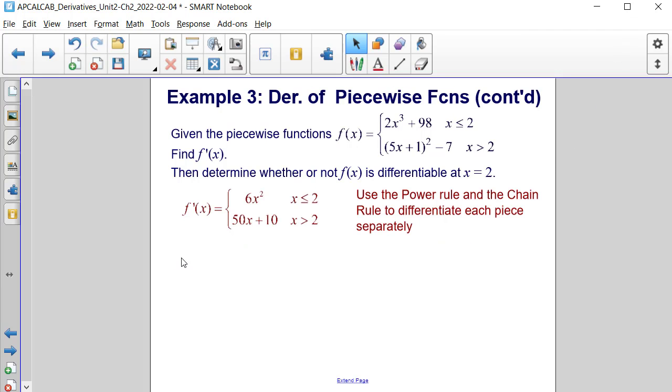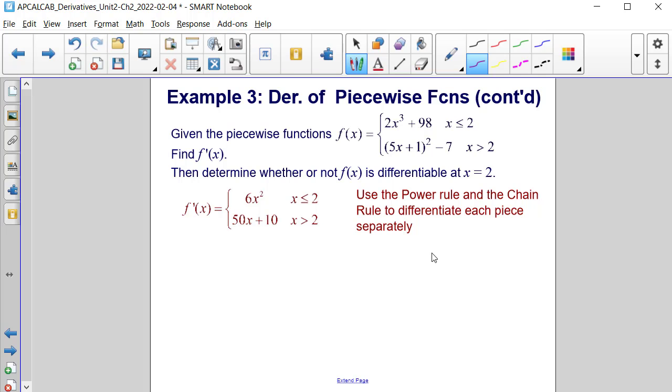And since the function is continuous, we can find the derivative, and the derivative of the top section will be 6x squared. The plus 98 cancels out, and that's for x values less than or equal to 2. And then the derivative of the bottom section will be 50x plus 10, and that's found.